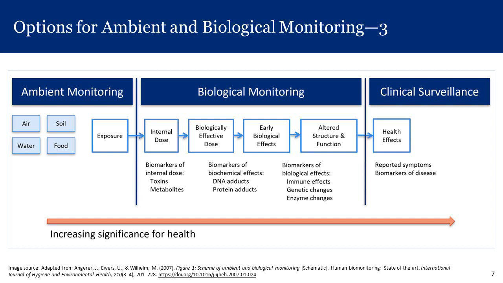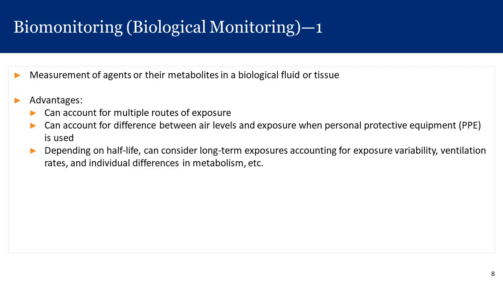These would be reported symptoms or biomarkers of disease. Of course, the challenge with focusing strictly on health effects is that you don't have the opportunity to see the more early effects or understand things that are subclinical. So with biomonitoring, we're looking at measurement of the agent or metabolite in any biological fluid or tissue. And this has a lot of advantages. It can account for many different routes of exposure. For example, it doesn't matter if you're exposed in the GI or the respiratory system.